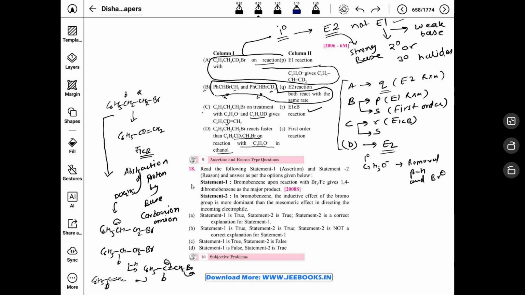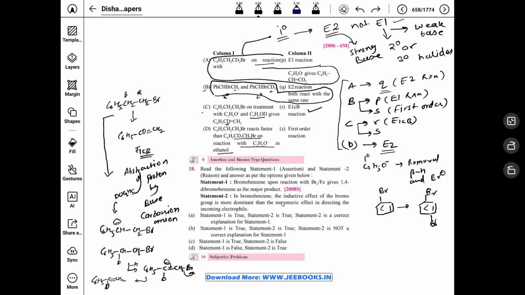Now moving to question number 18, an assertion and reason type question. What they are saying, statement 1: bromobenzene upon reaction with bromine in the presence of iron gives 1,4-dibromobenzene as the major product. So this is an example of electrophilic substitution reaction, and para is the major product because bromo, like halogens, is an ortho-para directing group. So this is the major product. So the first statement is correct.